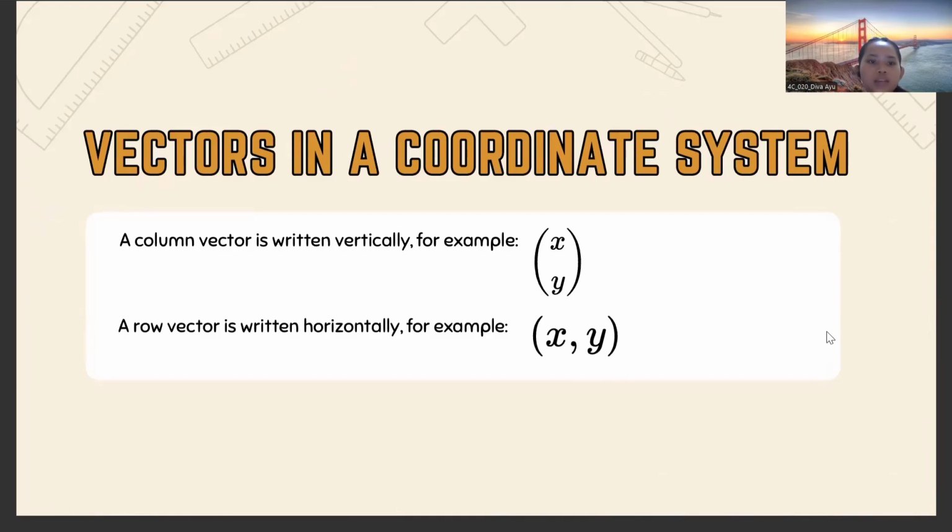Next is factor in a coordinate system. A factor can also be represented using coordinates. There are two common ways to write a factor. The first is column factor, which is written vertically, and the second is row factor, which is written horizontally. Although the notation is different, both represent the same factor. The choice of notation depends on the context and mathematical convention being used.